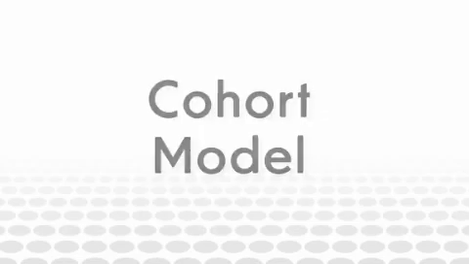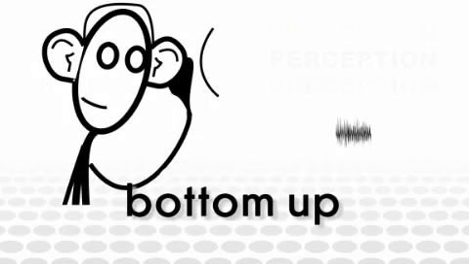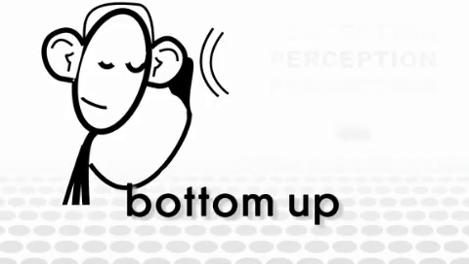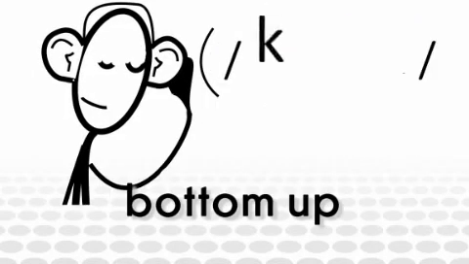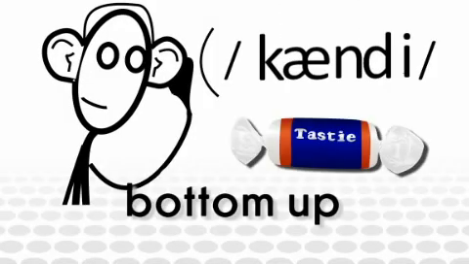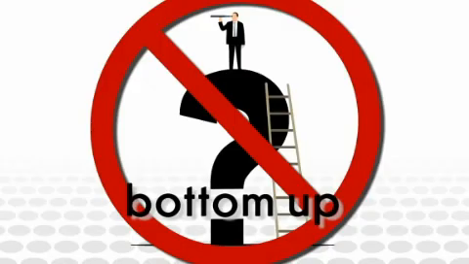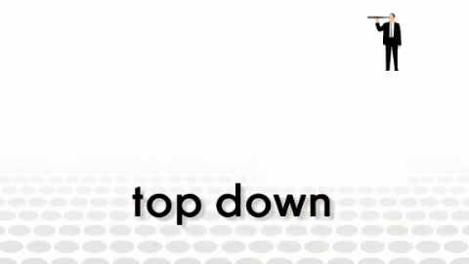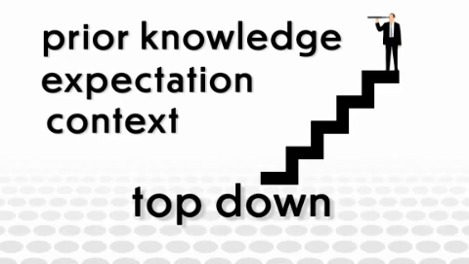The cohort model is an example of a bottom-up process. A bottom-up process is one that uses information from prior perceptions to arrive at its goal. In the cohort model, prior perceptions are incoming phonemes. A bottom-up process does not utilize expectations or make predictions about upcoming perceptions. In contrast, top-down processing integrates prior knowledge, expectations, and context to guess the likely end product of a process.